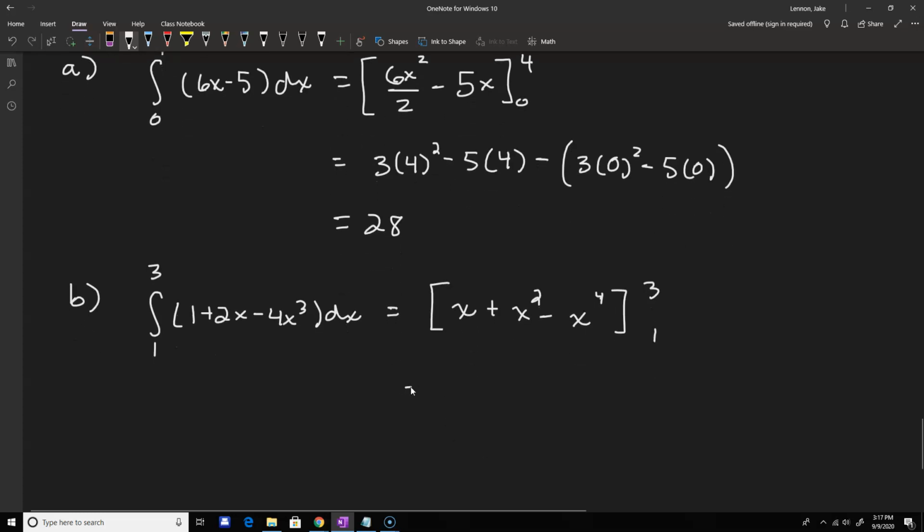So then what happens here? Well, we get 3 plus 3 squared minus 3 to the 4th, minus 1 plus 1 squared minus 1 to the 4th, and that comes out to minus 69 minus 1, which is minus 70.